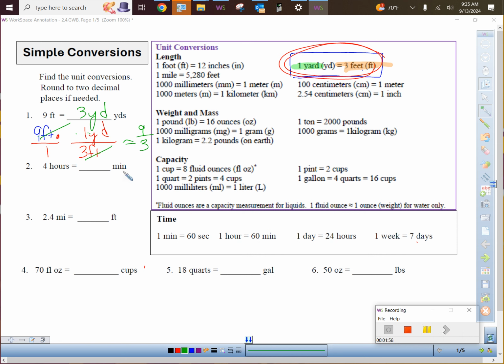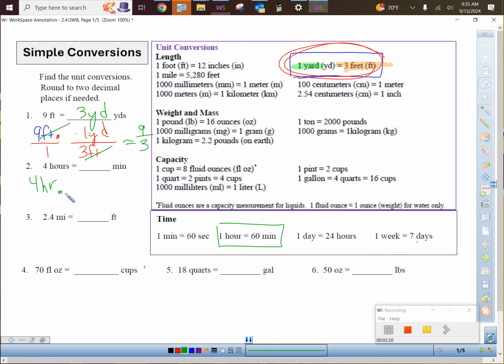4 hours is how many minutes? So if you don't know how many minutes are in an hour, I'm hoping that we do here in life, but there are 60 minutes in an hour, and I'm not quite even sure. Yep, it's right here in the time parameter. 1 hour equals 60 minutes is the right one. So I'm going to do 4 hours. That's the thing that they started with.